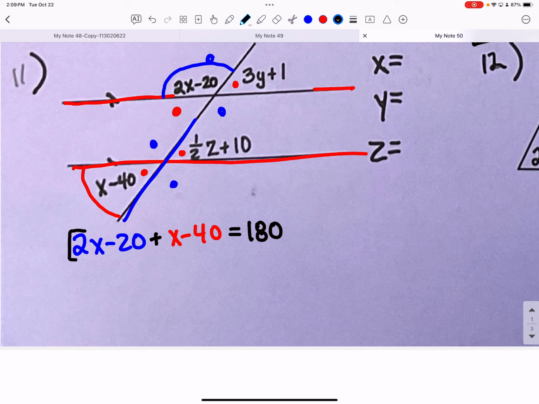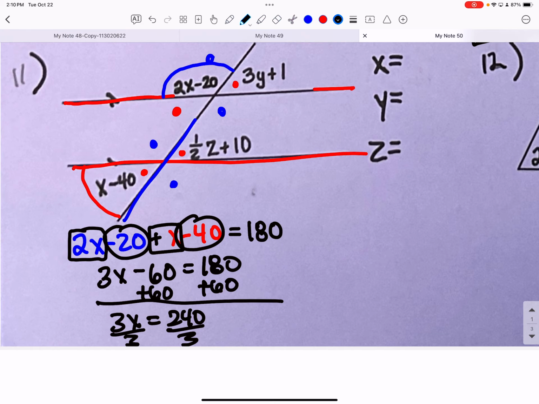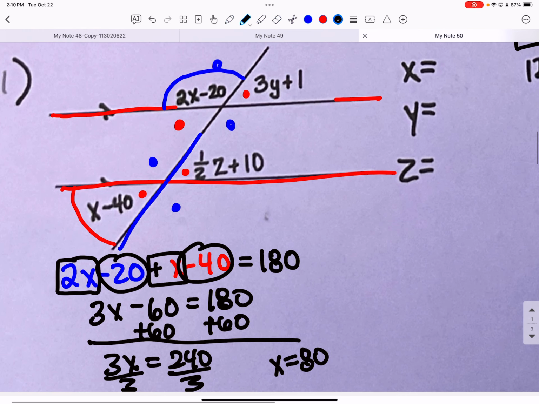So then we say, okay, we've got 2x and 1x. We have 3x. We have minus 20 and minus 40. We have minus 60 equals 180. We're going to add 60, and 3x equals 240. Once we divide by 3, we know x is 80. So far, x is 80. Okay, I can plug in x is 80.